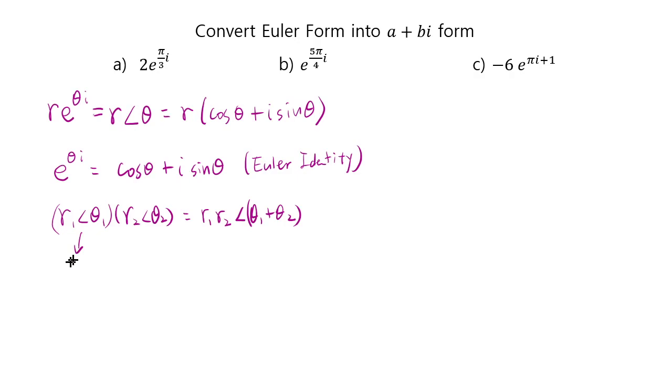So you can rewrite this as r1 times e to the theta 1 I, and this as r2 times e to the theta 2 I. And if you multiply, well, r1 times r2, you can just write that first. And then if you use the fact that exponents add up when you multiply, this becomes theta 1 plus theta 2 times I. And that's indeed the same thing as this, right? So that's the easy way to prove that this is true, once you know the Euler identity, of course.